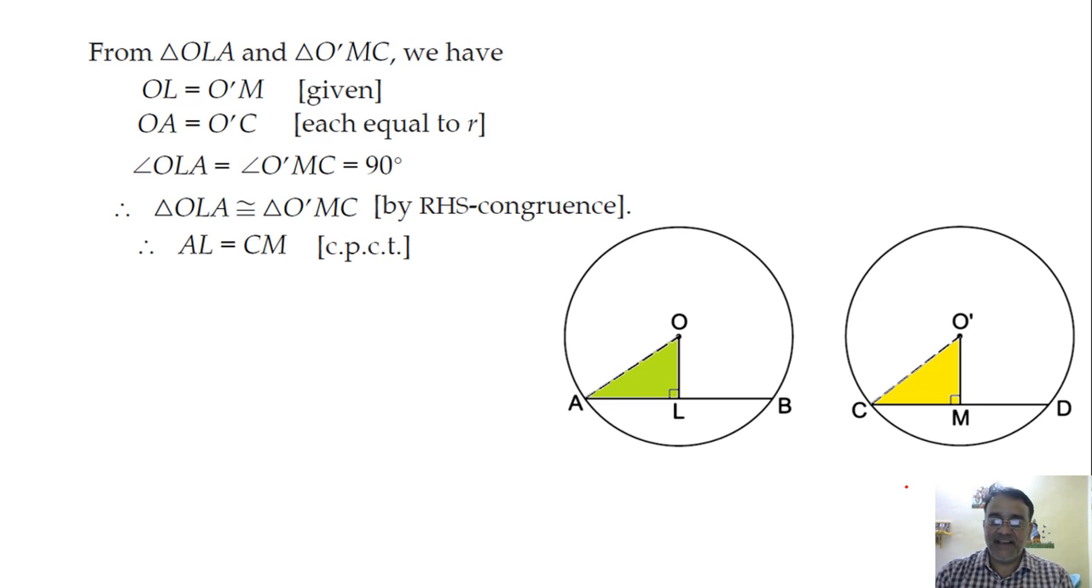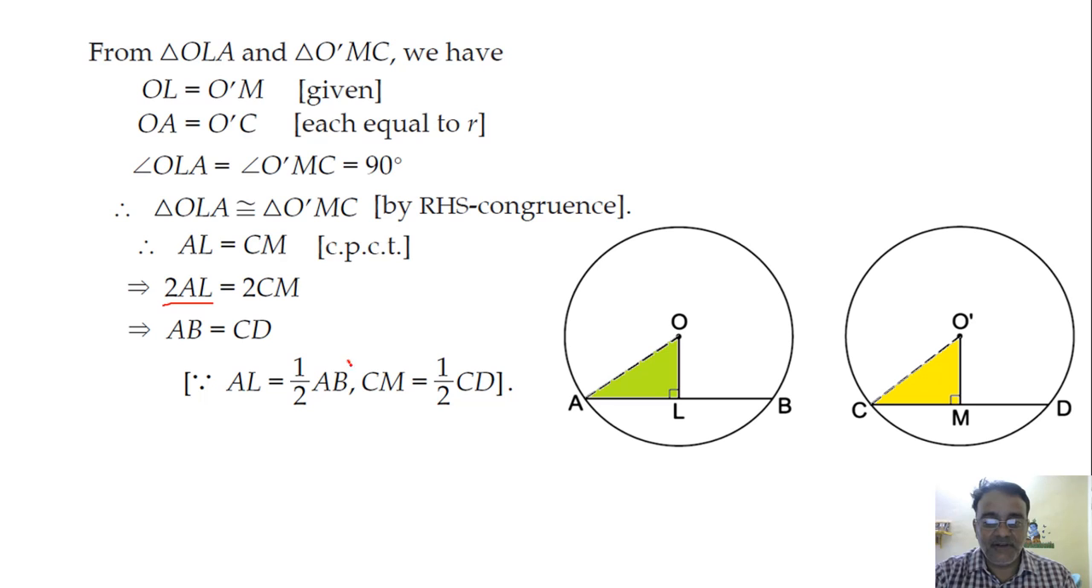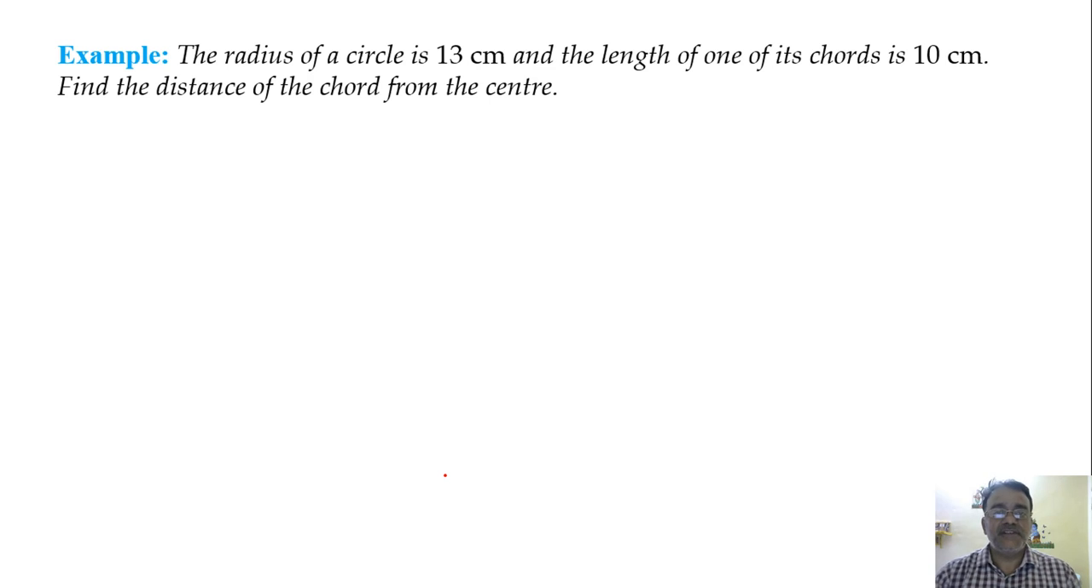Again AL is half of AB and CM is half of CD, or you can multiply 2 on both sides and write 2 times AL is equal to AB, 2 times CM is equal to CD. Why? Because of this. Any doubt in this one? No, sir. Okay, so now we'll see one example of how to use this theorem.